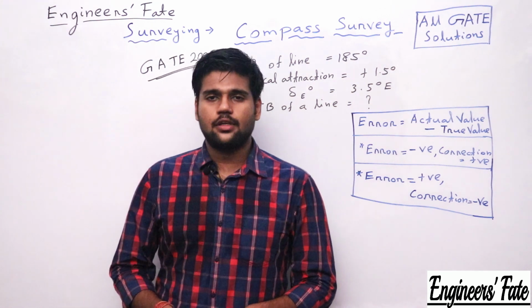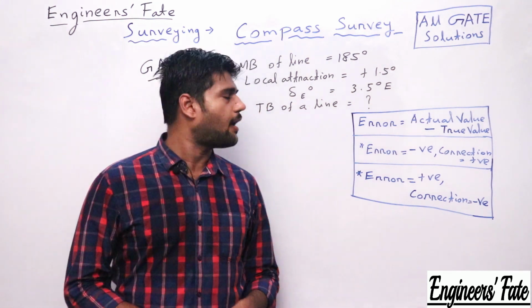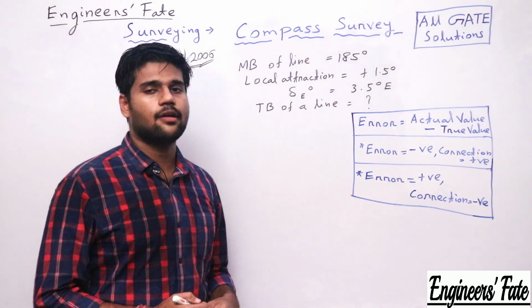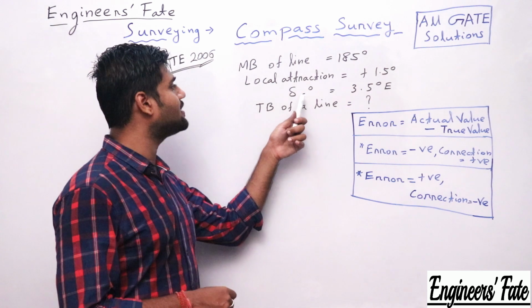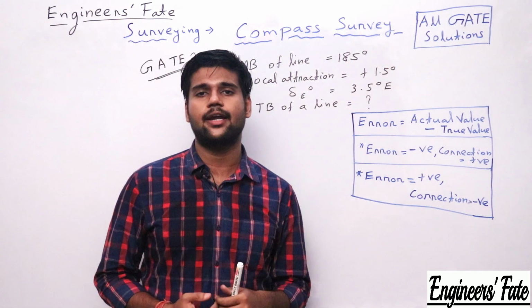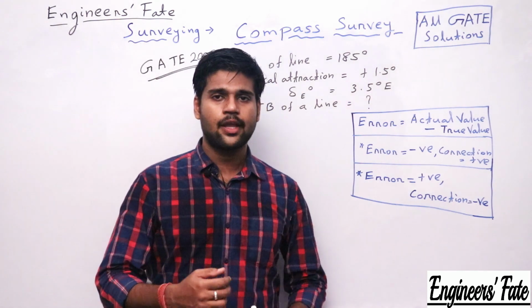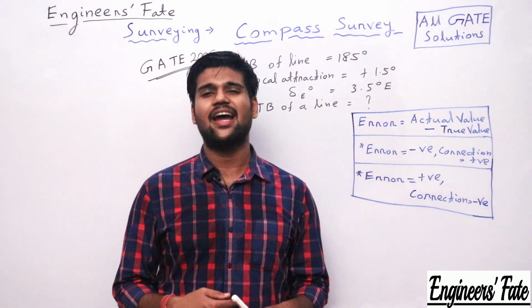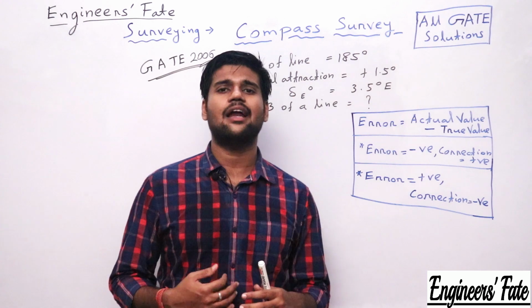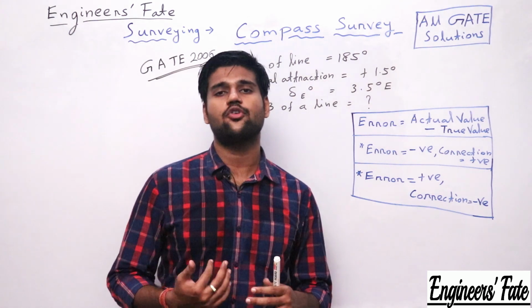So this is the question asked in GATE 2006, and he has given the magnetic bearing of a line, he has given the local attraction, he has given the eastern declination, and he wants to find the true bearing of a line. Before going to solve the question, let me tell you one important thing, and that thing you have to note, and that will be helpful in upcoming questions.